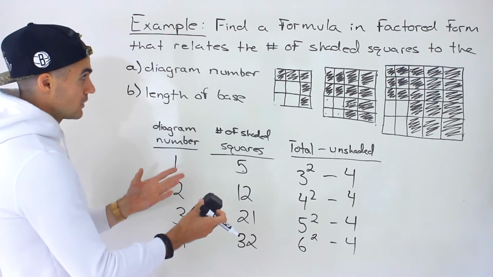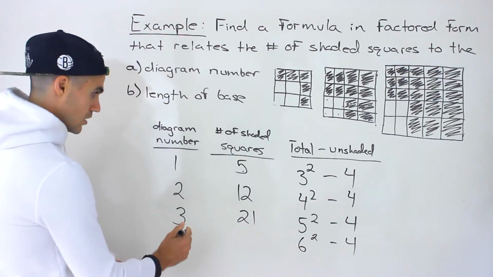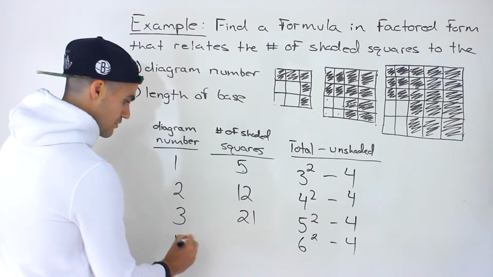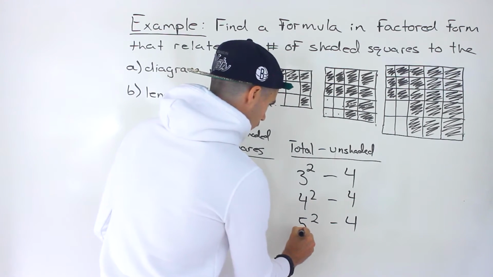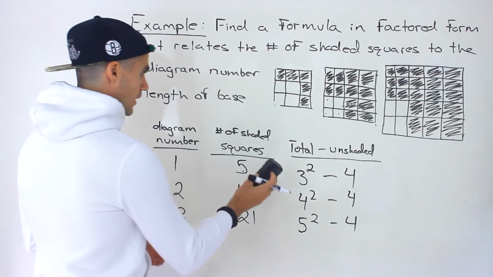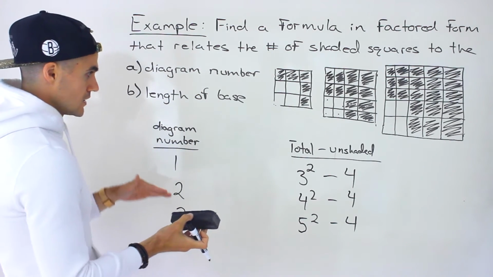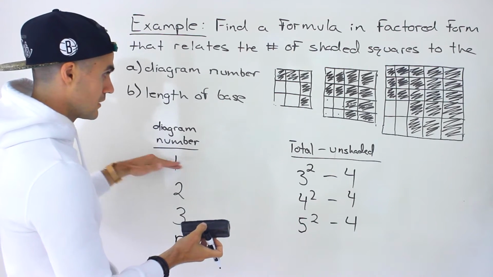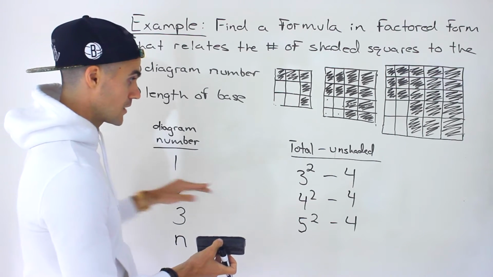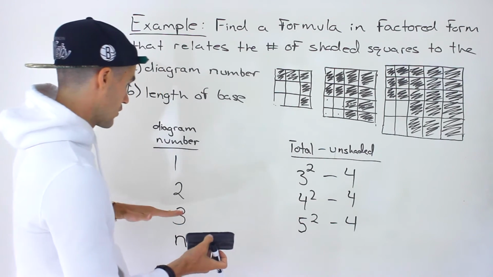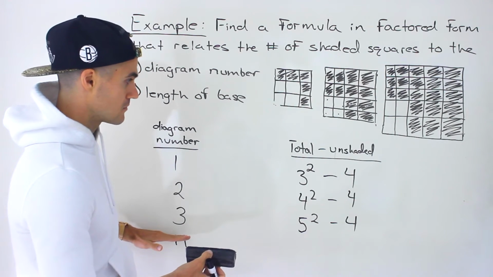Now, what if we were to generalize it? Because that's what we have to do. So let's put in a variable here. What if we're on the nth diagram? So what's happening over here? I'll erase this column just so we got less going on the whiteboard here. So notice that the first diagram number is 3 squared minus 4. The second diagram number is 4 squared minus 4. The third diagram is 5 squared minus 4. So what would the nth diagram be?